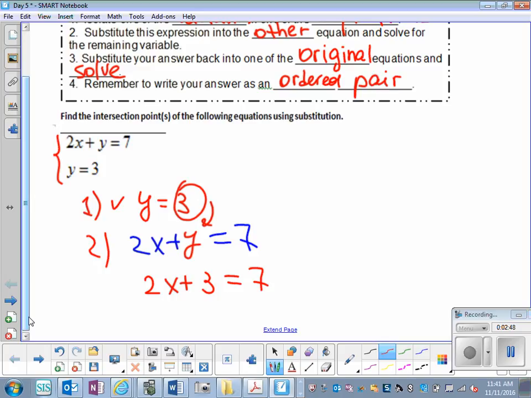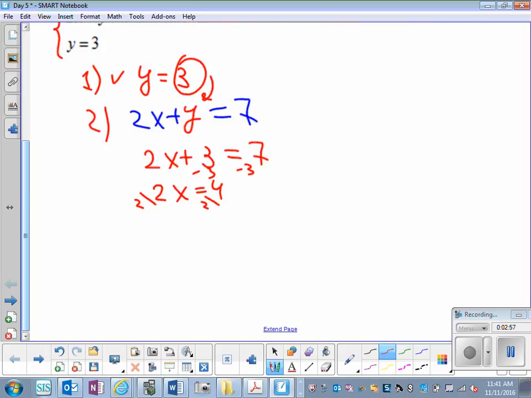Minus 3 on both sides, and then divide by 2. So 2x equals 4, and then I divide by 2, and I have x equals 2. So I solved for x.